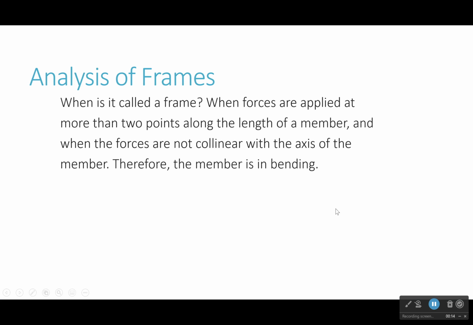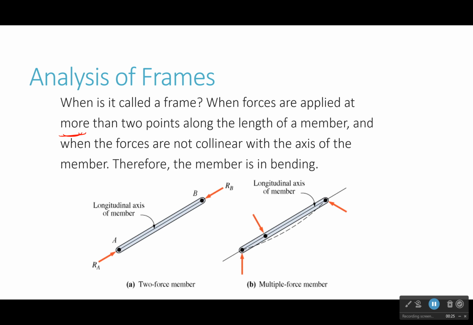Well, when forces are applied at more than 2 points along the length of the member, and when the forces are not collinear with the axis, the member is in bending. Before we had 2 forces into the member, no bending. Right here, we're going to have bending. So this is not good. This is a multiple force member.